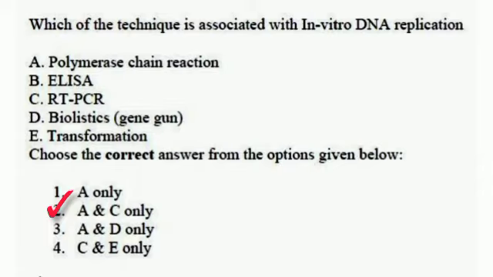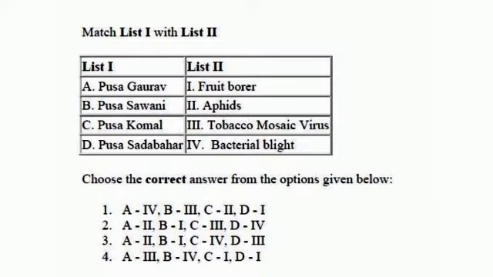Next is a match the following, and List 1 consists of Pusa Gaurav, Pusa Savani, Pusa Komal and Pusa Sadabahar. List 2: fruit borer, aphid, tobacco mosaic virus, bacterial blight. And from the options given below, the right one is option number 3. That is Pusa Gaurav, aphid; Pusa Savani, fruit borer; Pusa Komal, bacterial blight; and Pusa Sadabahar, tobacco mosaic virus.